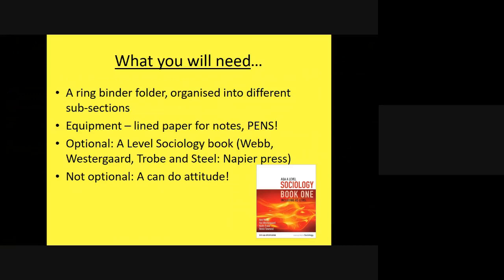So everybody taking sociology needs to be prepared to really get to grips with the course. There'll be some very challenging concepts and ideas at certain places, and some challenging tasks, but we need you to have that can-do attitude and always strive to improve.